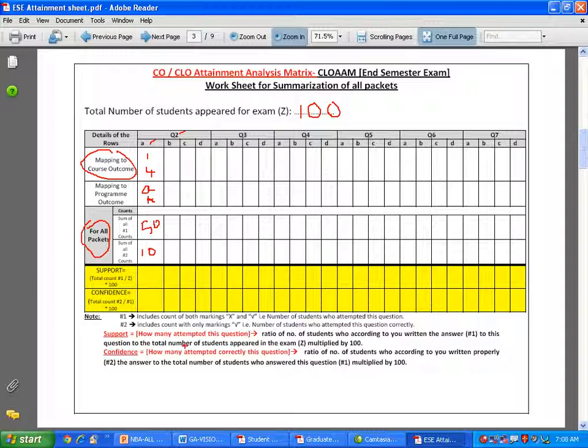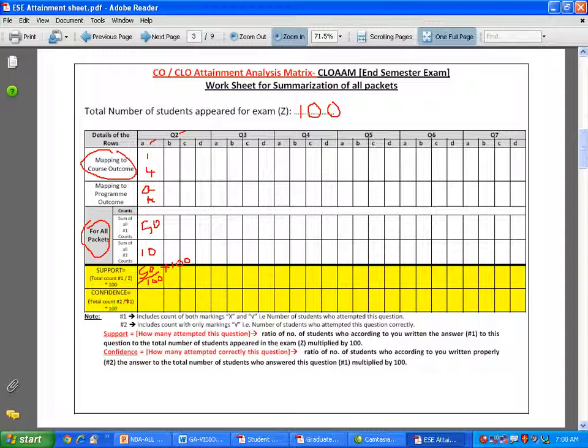That is how many attempted this question. It is the ratio of the number of students who, according to you, have written the answer to this question, to the total number of students who appeared in the examination, multiplied by 100, so it's a percentage. In this case the support is 50 students who have attempted, divided by 100. Then, in order to calculate the percentage, it is multiplied again by 100. This becomes support. That means support is nothing but how many students have attempted this question.